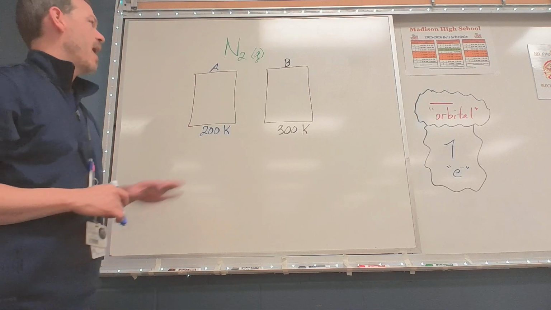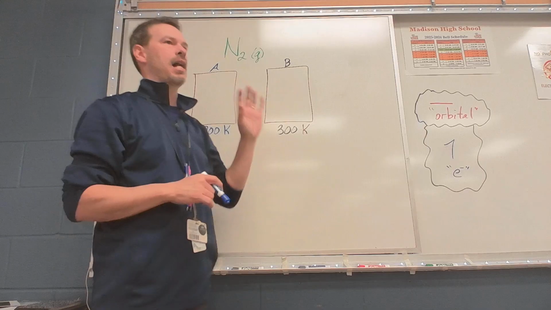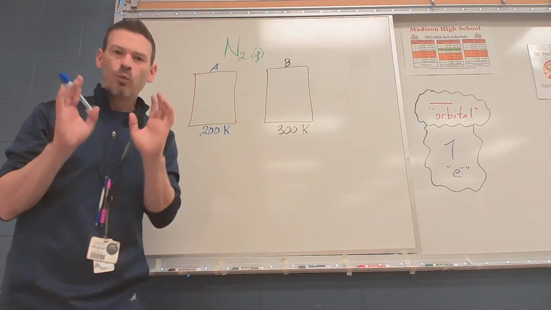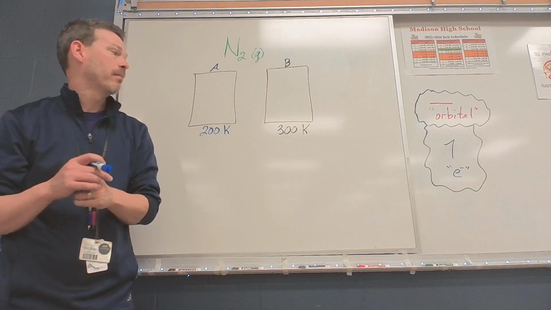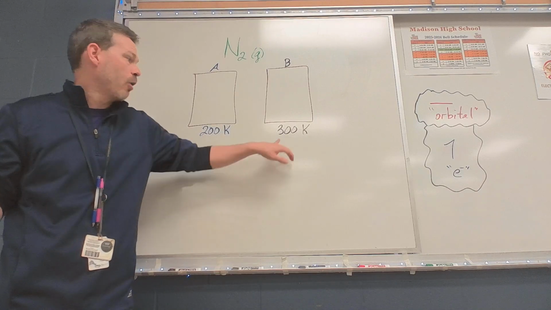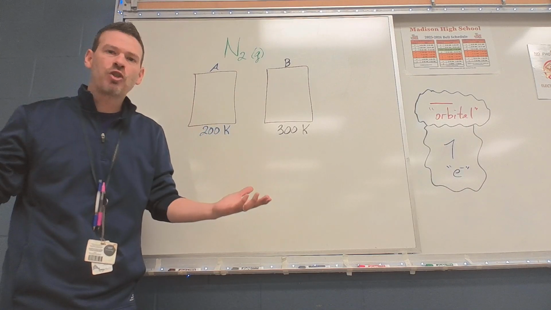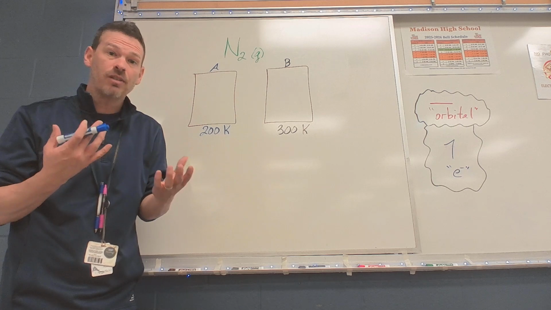Which sample? I haven't started. We're gonna draw kind of a particulate type thing, but which sample would you expect to have faster moving nitrogens? A or B? You're right. The hotter one. More energy, faster speeds, more velocities, more collisions.